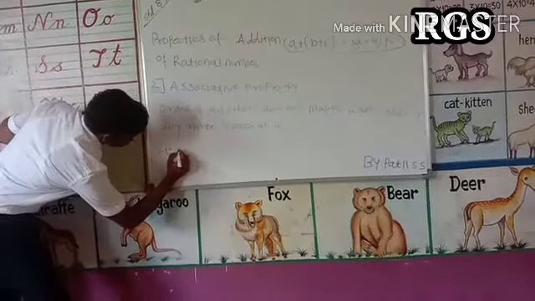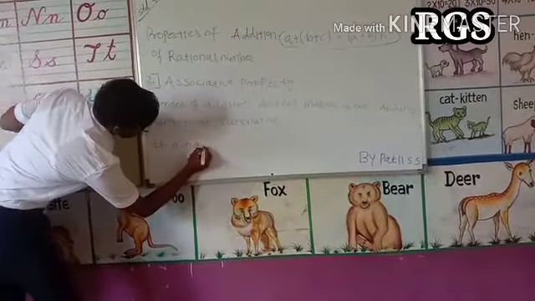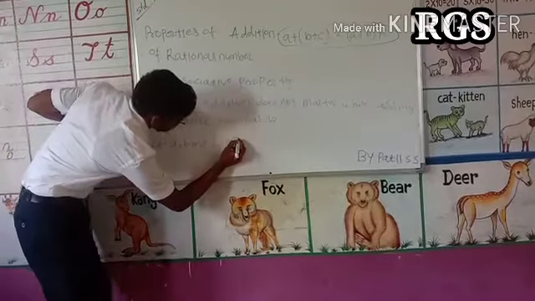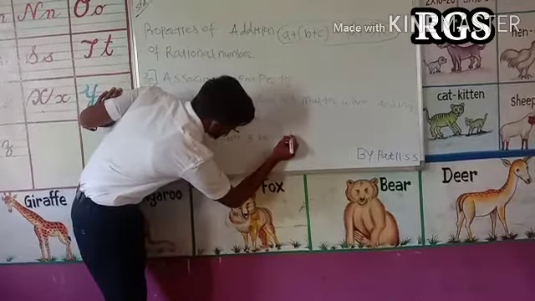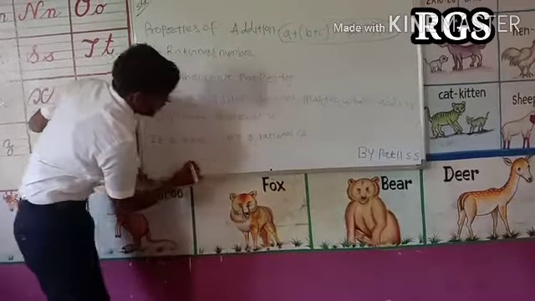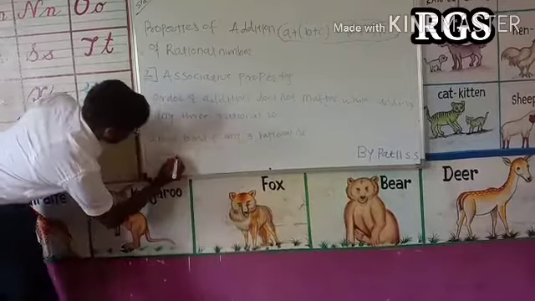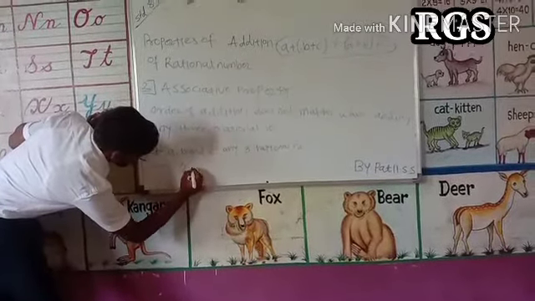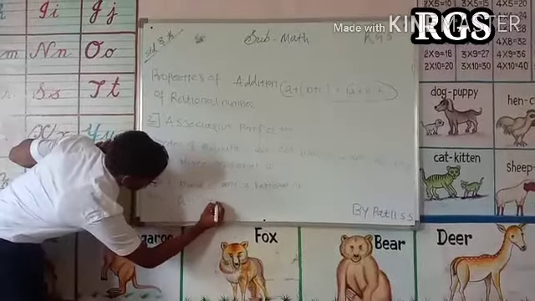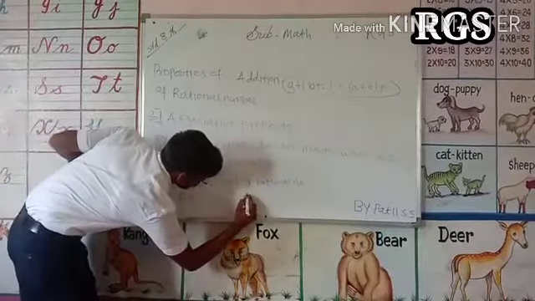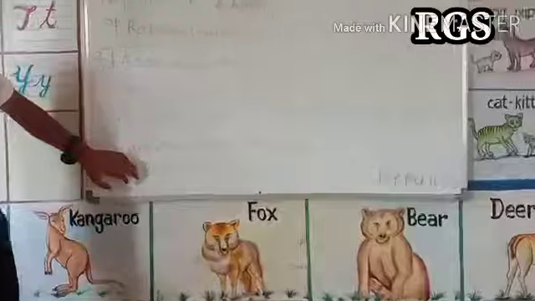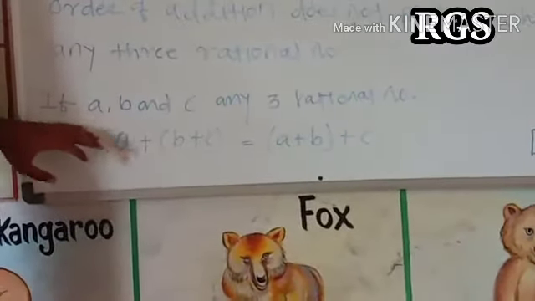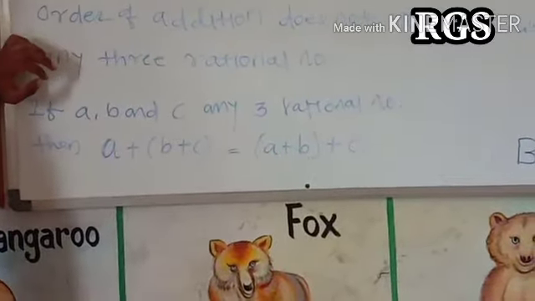Suppose A, B and C are any three rational numbers, then A plus in bracket B plus C is equal to in bracket A plus B bracket close plus C. If we add any three rational numbers irrespective of their order, we get the same solution.